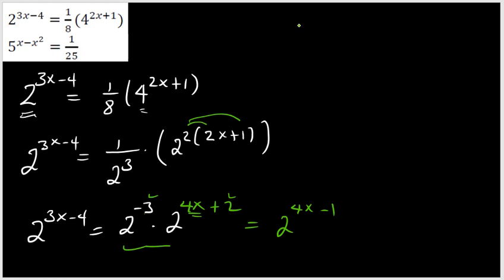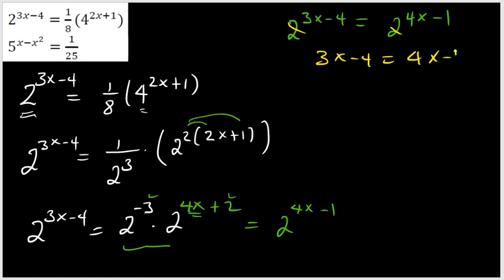So what do we have left now? 2 the power of 3x minus 4 is equal to 2 the power of 4x minus 1. Now since the bases are the same, we can ignore the base and take the exponent. 3x minus 4 is equal to 4x minus 1. Then collect it. Negative x is equal to 3. When we reshuffle, the 4x will be subtracted. So x is equal to negative 3 will be the answer.